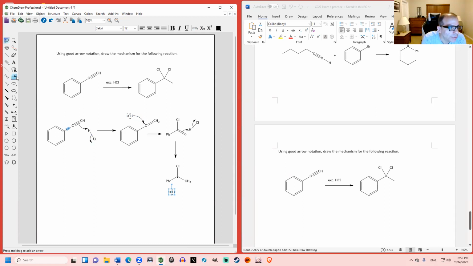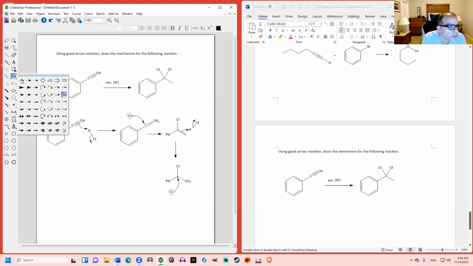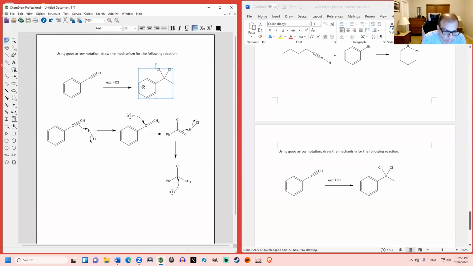And last but not least, chloride attacks once more. And we get the product. So it's exactly the same mechanism as for an alkene, as for an alkyne. The only difference is with an alkyne, it happens twice. That's a chapter 9 reaction. Questions on that one?